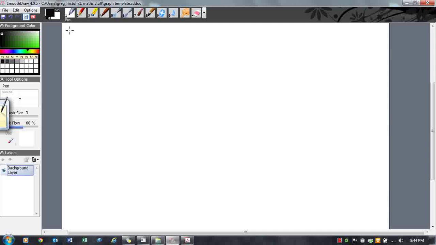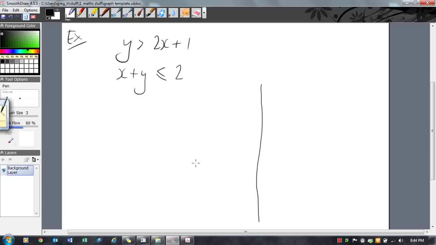I think I might just do one example. See how time goes. Let's do y is greater than 2x plus 1, and we'll have x plus y is less than or equal to 2. Just keeping it simple for the minute. So let's do this again. It'll just be a quick little sketch. It's not going to be anything marvelous. Not doing it on grid paper. You should do it on graph paper. Here we go.